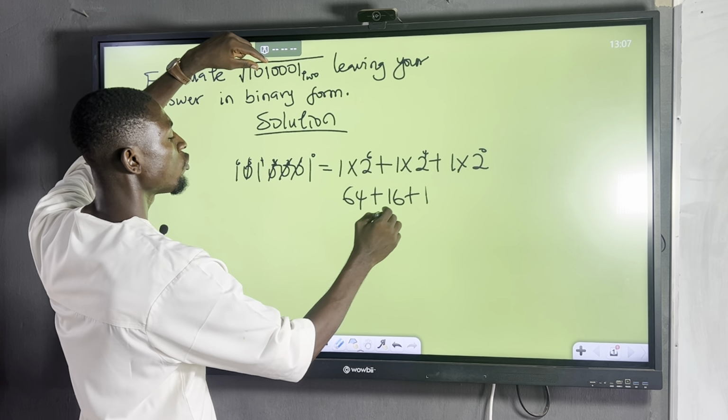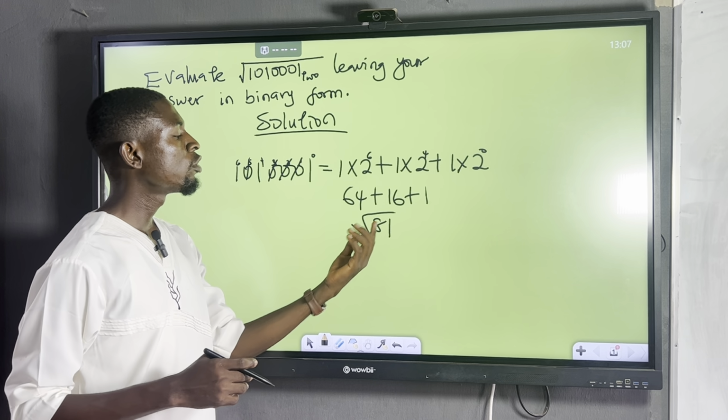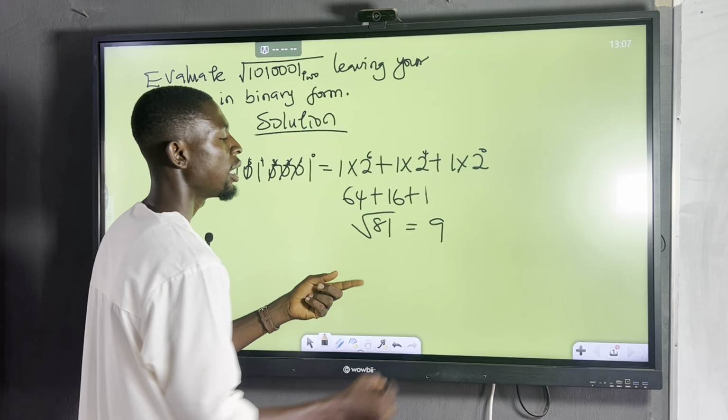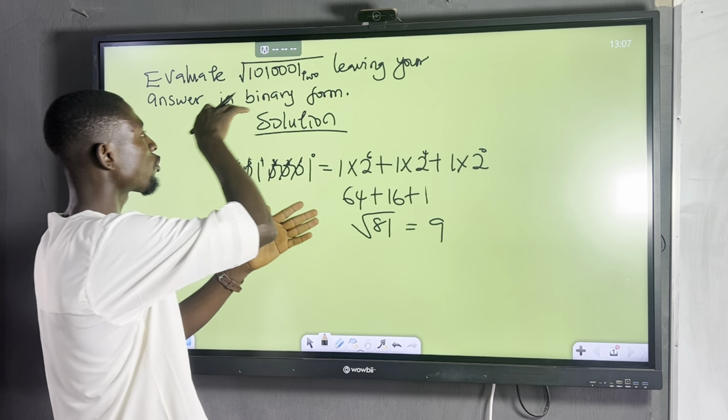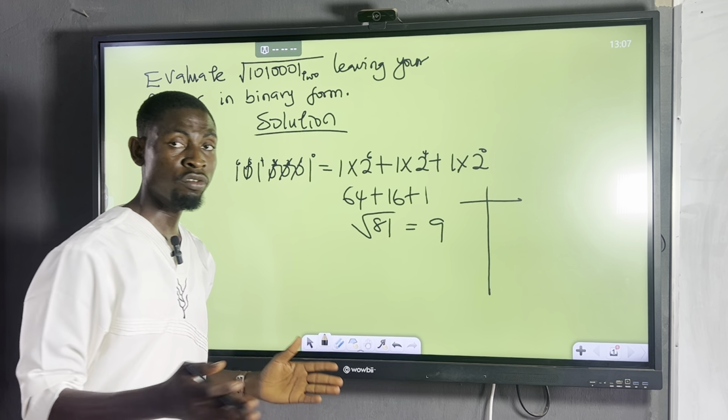Then remember that it is a square root. Base 10 is the actual number you know. So the square root of this will give us what? 9. You understand? So we've got to 9. Convert it back to binary. Binary means in base 2. Express it in base 2. I believe they have taught you how to convert to base 2.